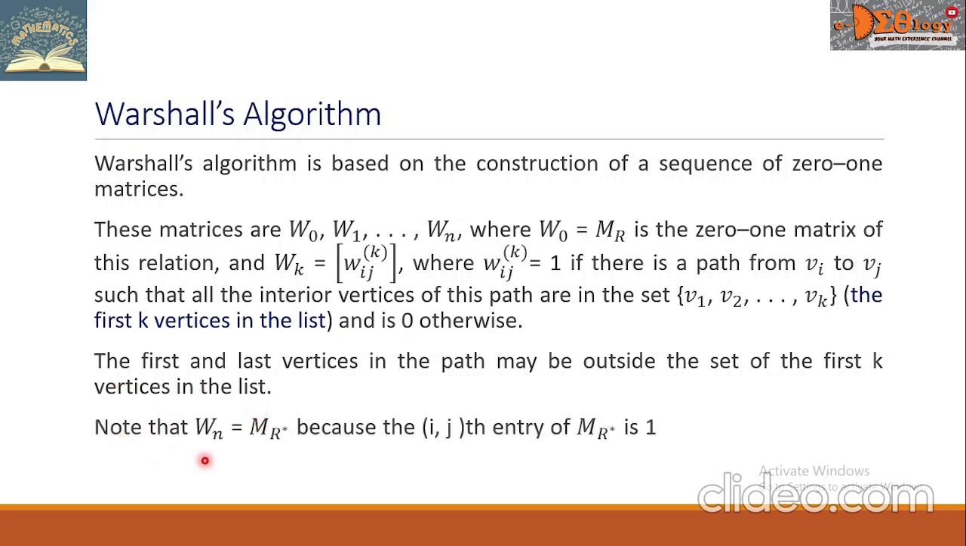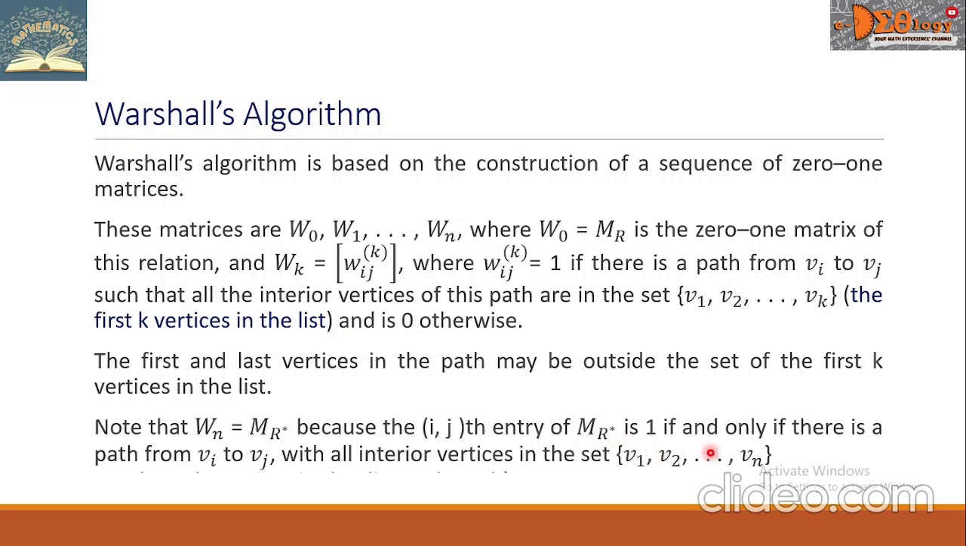Note that W sub n equals M sub R asterisk because the ijth entry of capital M sub R asterisk is 1 if and only if there is a path from v sub i to v sub j with all interior vertices in the set v sub 1, v sub 2 up to v sub n. But these are the only vertices in the directed graph.